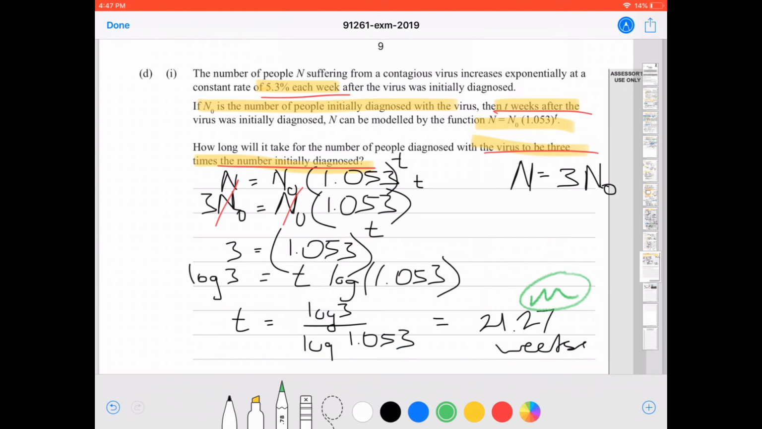Your achieved is taking log of both sides and T as a factor. So this step here would get you an achieved. Sweet. Moving on to question 3D2.